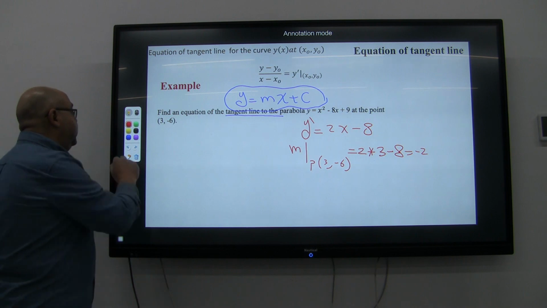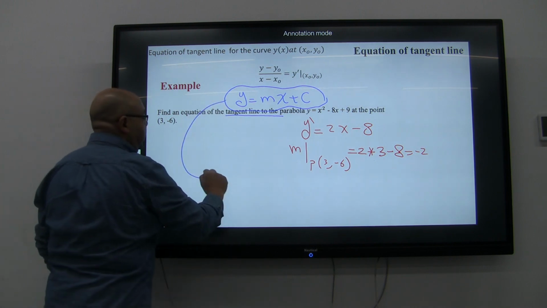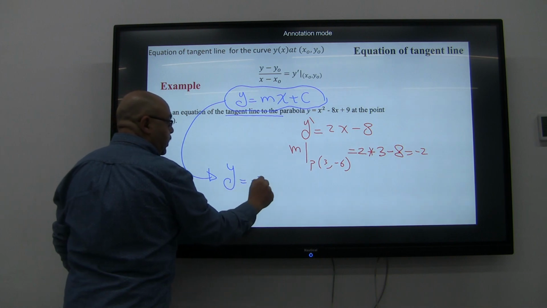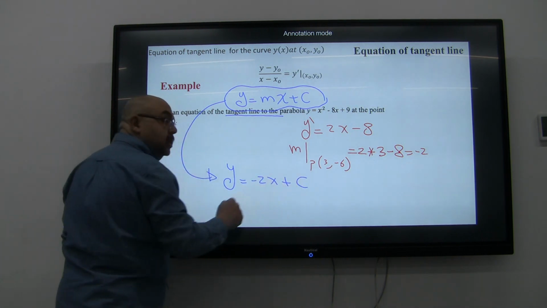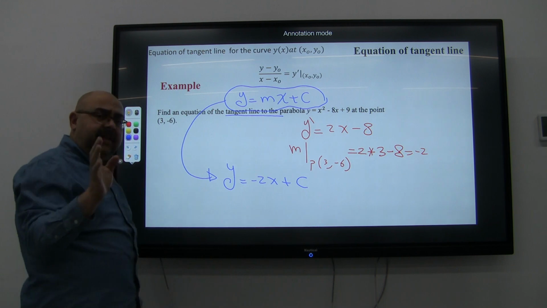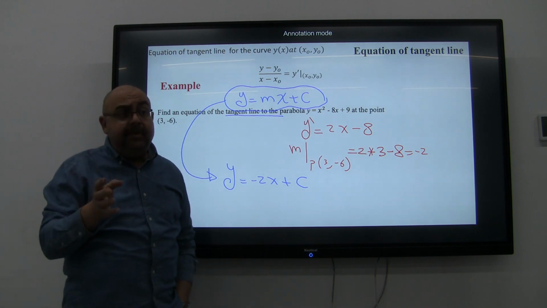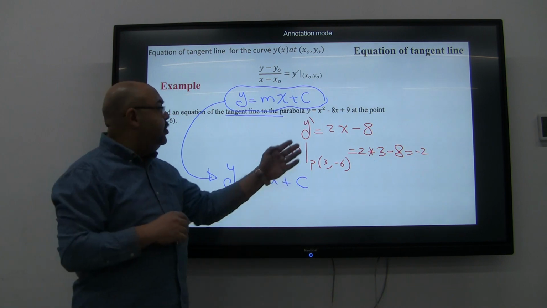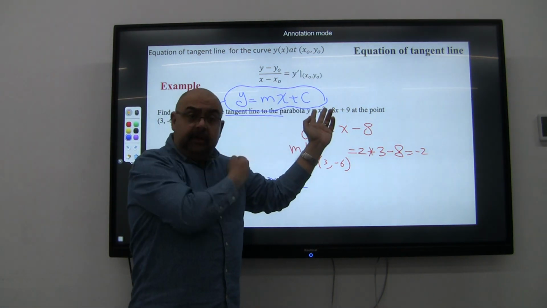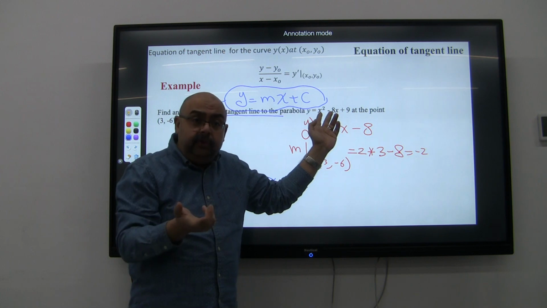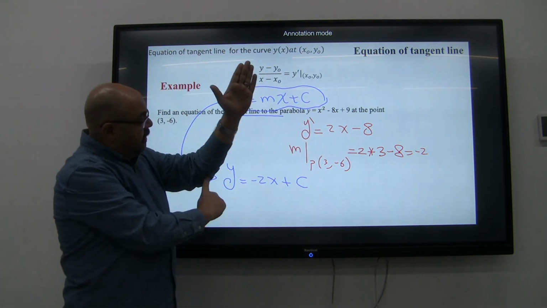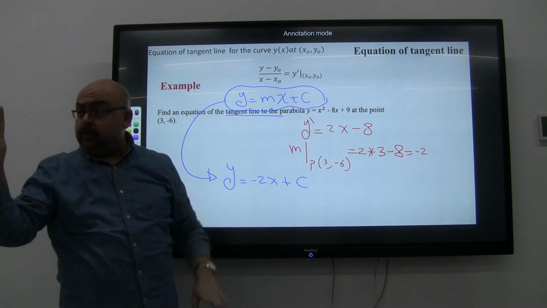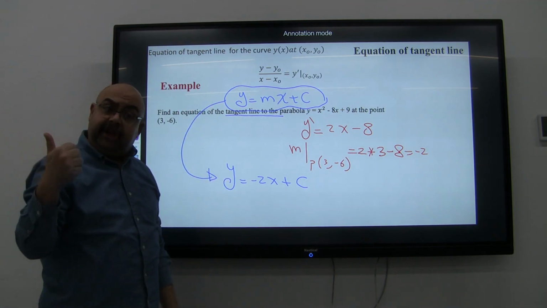So my straight line in this case now becomes y equals negative 2x plus a constant. But at the tangency point, the point of contact will be on both of them, on the curve and on the straight line too. So this is the point of contact. He is asking you about a tangent line at the point. So this point belongs to two things. First of all, the curve.